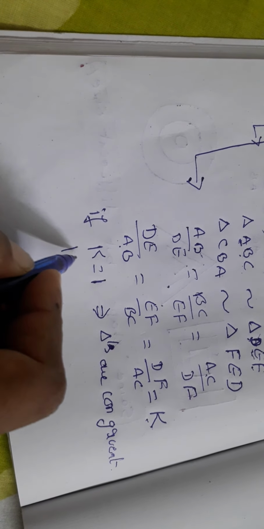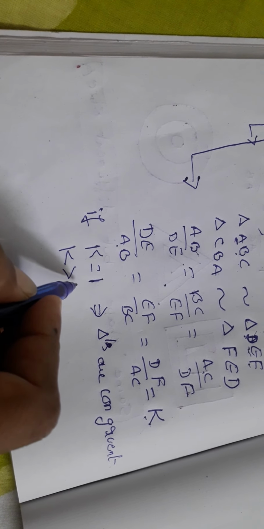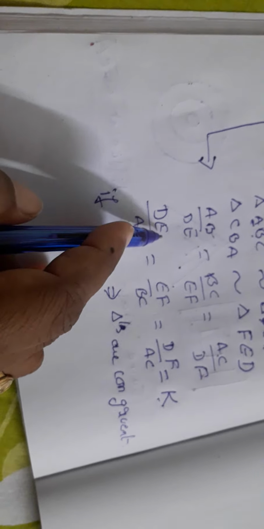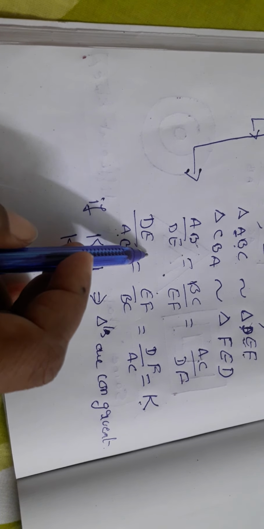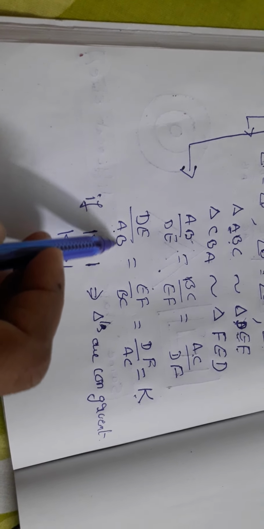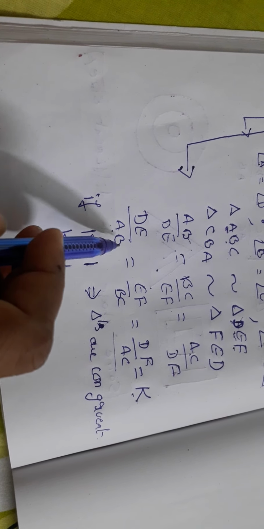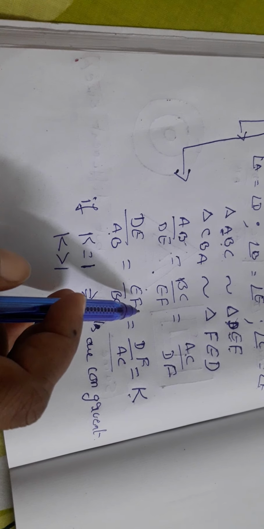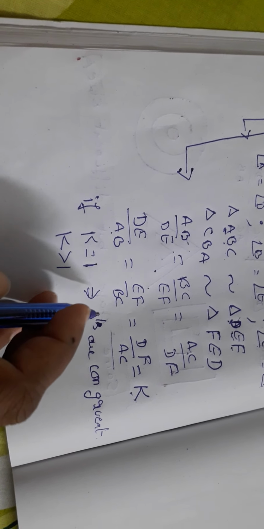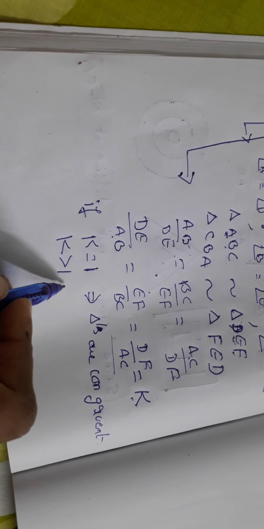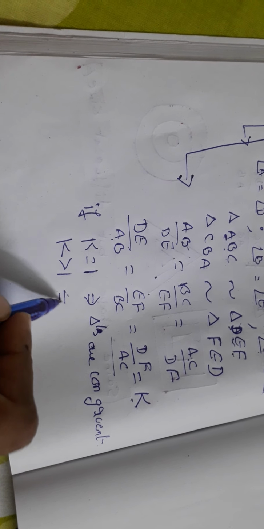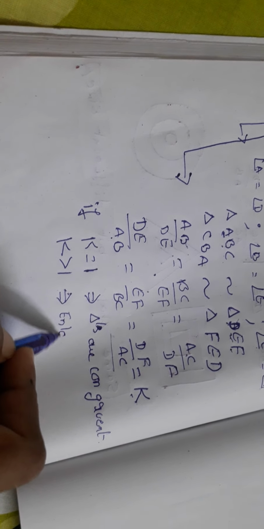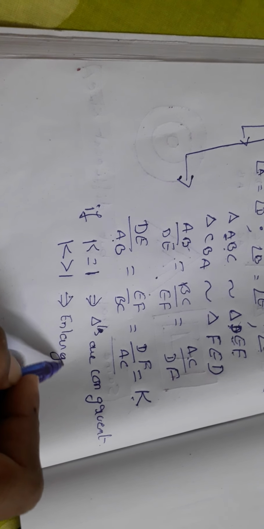Suppose K is greater than 1, that means what is happening? The triangle size is increased. That means your denominator is increased. That means if you take the first triangle as ABC and the second triangle as DEF, then the size of the second triangle is greater than the size of the first triangle, is it not? That means you will get an enlarged triangle.